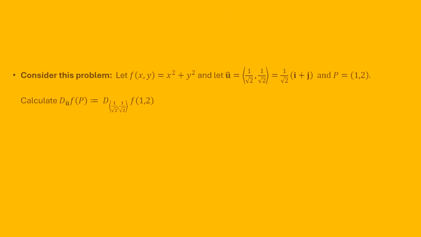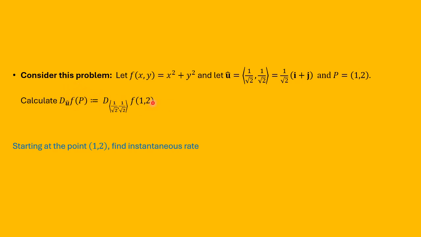First, let's recall what we saw in a previous video. In a previous video, we considered this problem. Let f of xy be x squared plus y squared. Let u hat be this unit vector. And look at the point P equals 1, 2. This is a point in the xy plane. Calculate the directional derivative of f in that direction u, evaluated at that point P, 1, 2.